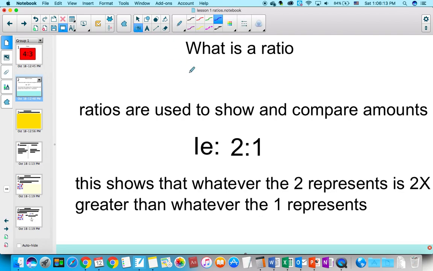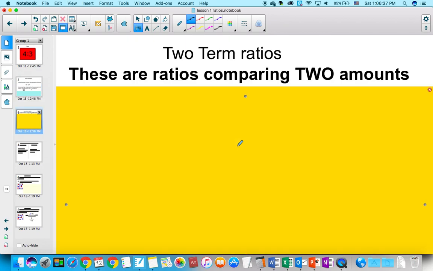So let's say I had a set of apples, and I had 8 apples and 4 oranges. Well, we know we have 2 times as many apples as oranges. So you could say the ratio is 2 to 1, because we have 2 times as many apples as we do oranges. So these are ratios comparing 2 amounts. 2-term ratios are comparing 2 amounts or proportions.